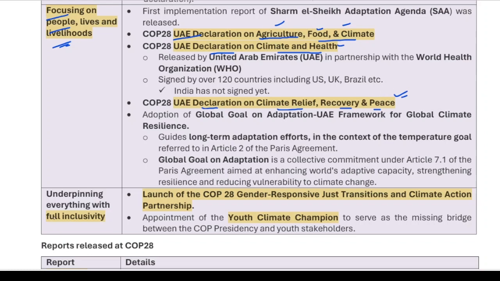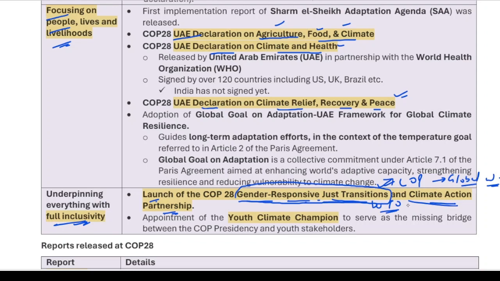In this COP, underpinning everything, full inclusiveness has also been an area of focus. Gender responsive just transitions have been launched, and climate action partnerships have been launched. So you have to remember this name: gender responsive just transitions. What is this related to? It is related to COP, climate, global warming. UPSC may ask whether it is related to WTO or something like that, but this is related to UNFCCC. Now, what other inclusiveness? Gender inclusiveness has been done, and a youth climate champion has been appointed to include the youth in the fight against global warming.